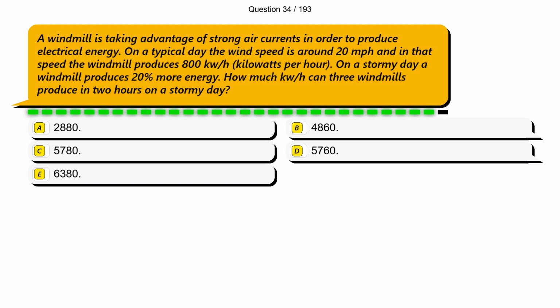Question 34. A windmill is taking advantage of strong air currents in order to produce electrical energy. On a typical day the wind speed is around 20 miles per hour, and at that speed the windmill produces 800 kW/h, kilowatts per hour. On a stormy day a windmill produces 20% more energy. How much kW/h can 3 windmills produce in 2 hours on a stormy day?